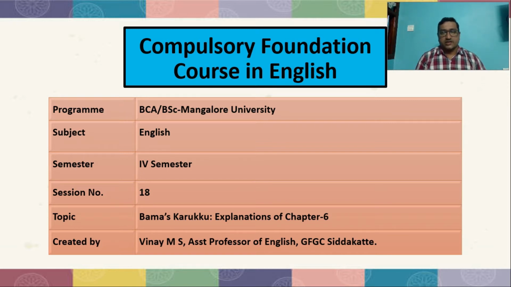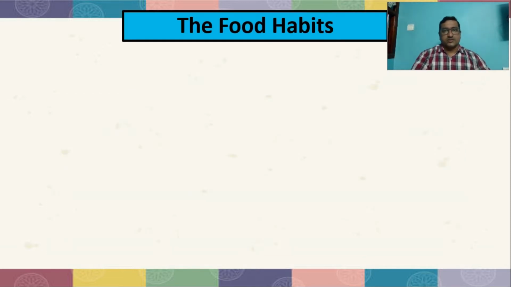This video is the continuation of my videos which discussed the earlier 5 chapters. And now here we are going to discuss chapter 6 of the novel. In this part of the video we are going to discuss how Bama represents the food habits of our community in this part of the chapter.